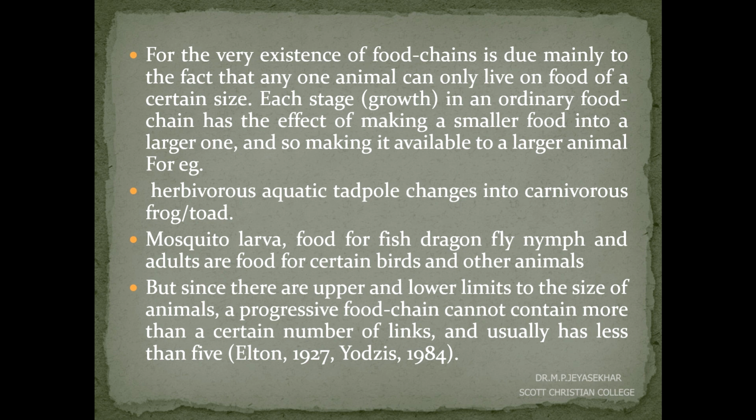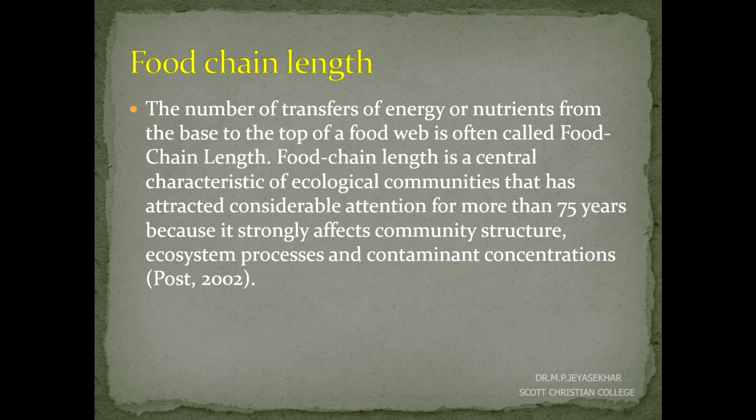Each stage of growth in an ordinary food chain has the effect of making a smaller food into a larger one, and so making it available to a larger animal. For example, a herbivorous aquatic tadpole changes into a carnivorous form, a mosquito larva is food for fish, and dragonflies and adults are food for certain birds and other animals.